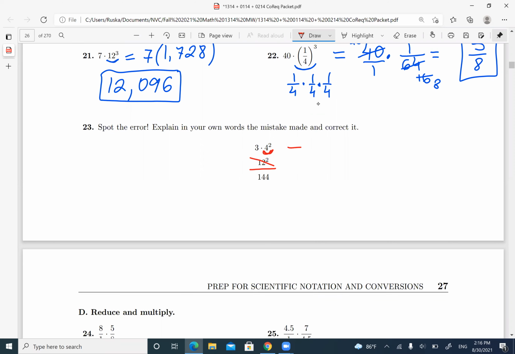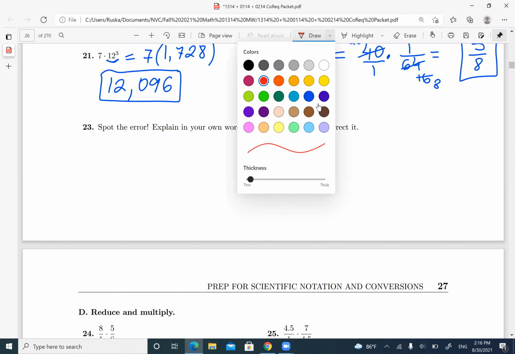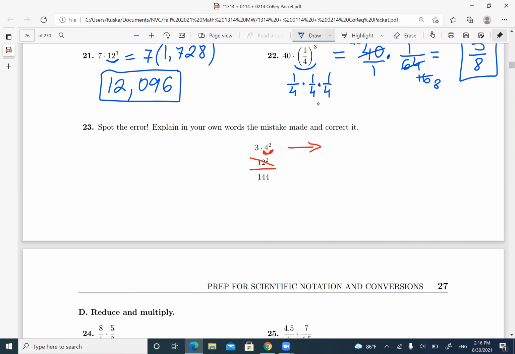Now, how are you going to correct it? So let's correct that. How are you going to do it right? If I want to get the right answer, I'm going to do 4 squared first, right? So it's going to be 3 times 4 squared. 4 times 4 is 16. And then I'm going to multiply. 3 times 16 is, what is that? 48. 48, that's right. So the right answer is 48, not 144. Okay, everybody see what difference it makes if you don't follow the order of operations.